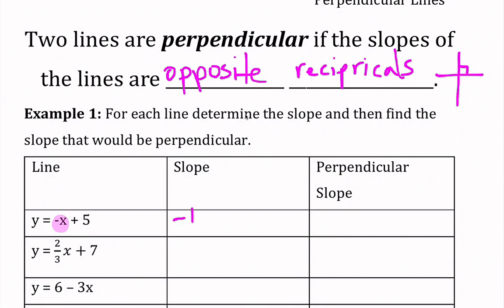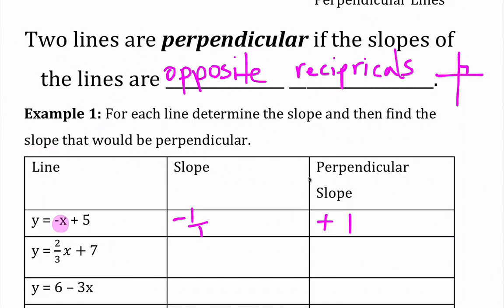Okay, what does opposite mean? The opposite part means change the sign. So my given slope was a negative, so I know my perpendicular slope will be a positive. The reciprocal part means flip it. Well, if I turn that into a fraction, I can put it over 1. If I flip 1 over 1, it's still just 1. So negative 1 and positive 1 are opposite reciprocals. Let's try the next one.